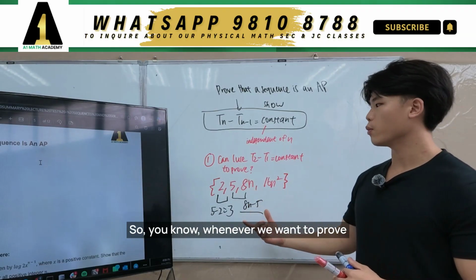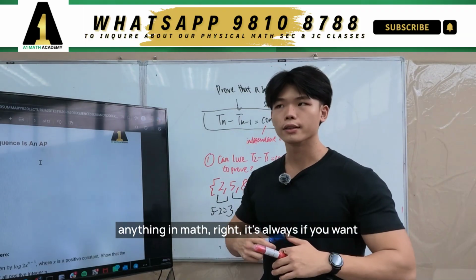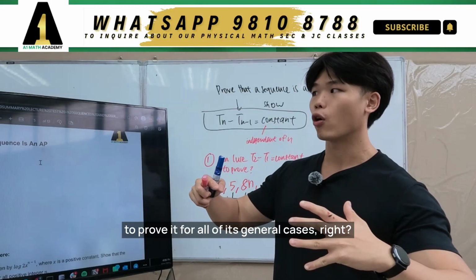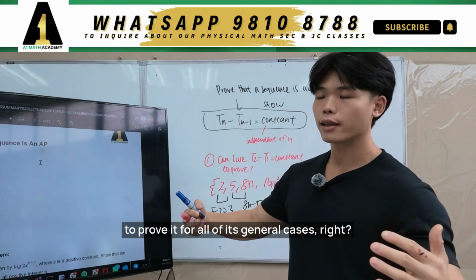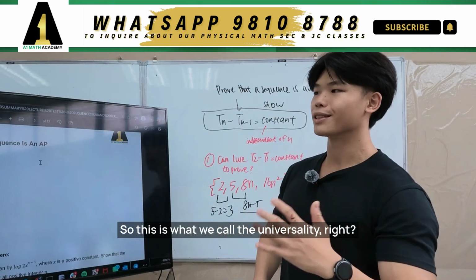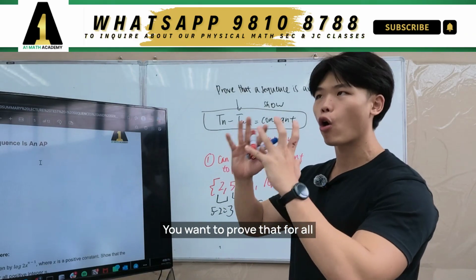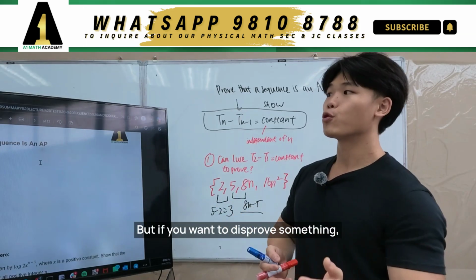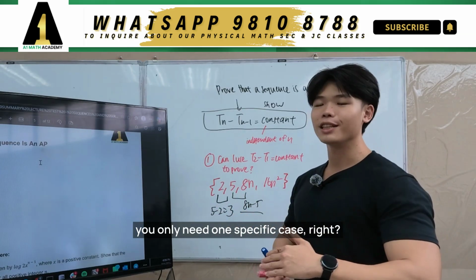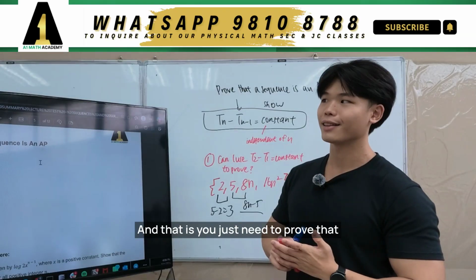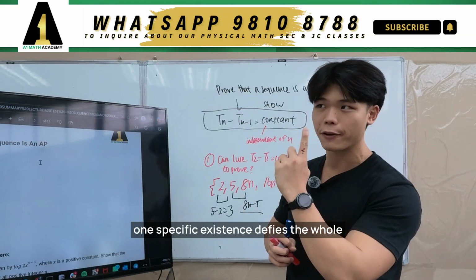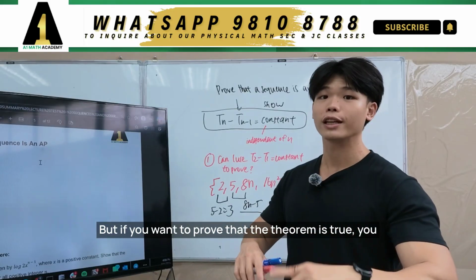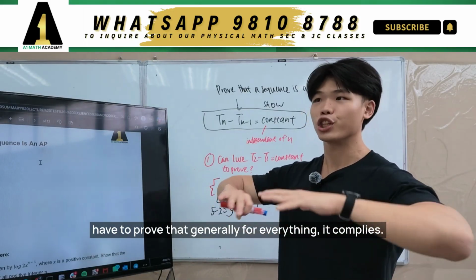So, whenever we want to prove anything in math, if you want to prove that something is true, you have to prove it for all of its general cases, right? So this is what we call the universality. You want to prove that for all values of x, it obeys a certain law. But if you want to disprove something, you only need one specific case, right? And that is, you just need to show that one specific existence defies the whole theorem and the whole theorem will break. But if you want to prove that the theorem is true, you have to prove that generally for everything it complies.